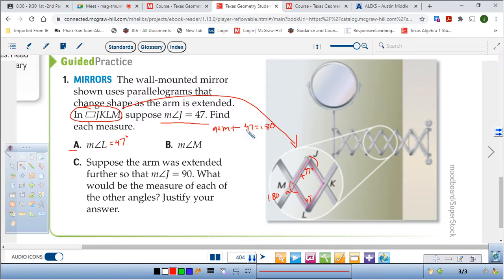Okay, and that's it. So now regarding this part, I can figure this out with simple algebra by subtracting 47 from both sides. And we're going to go with the measurement of angle M is equal to 133.